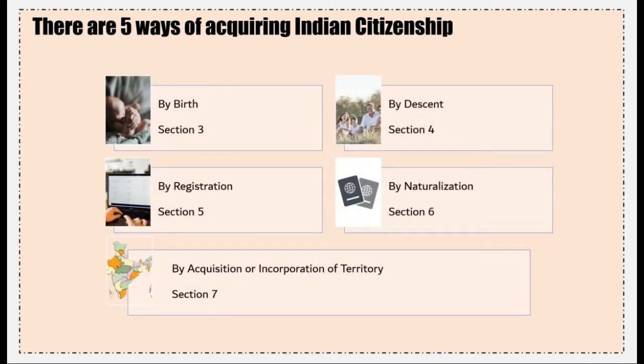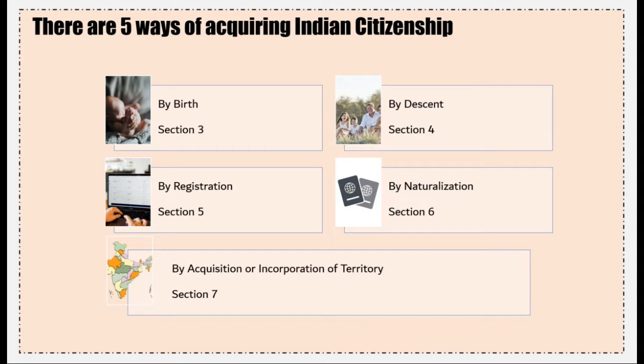First, by birth. Section 3. A. A person born in India on or after 26 Jan 1950 but before 1st July 1987 is a citizen of India irrespective of the citizenship of parents. Amendment in 1986 changed the above provision.